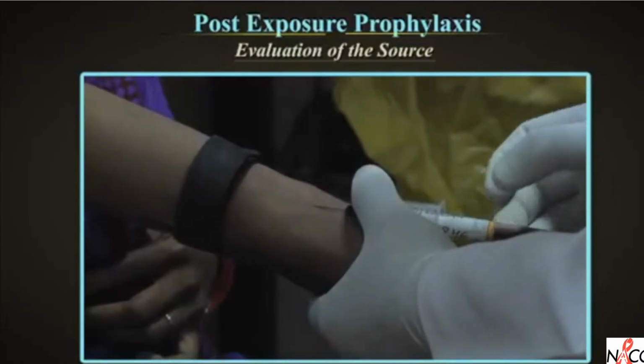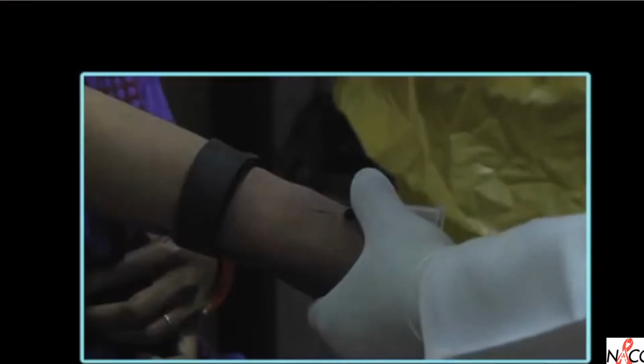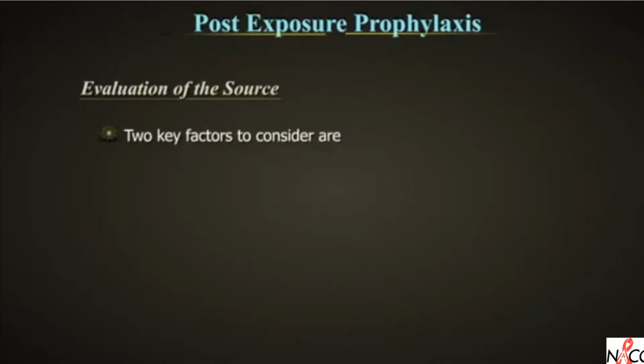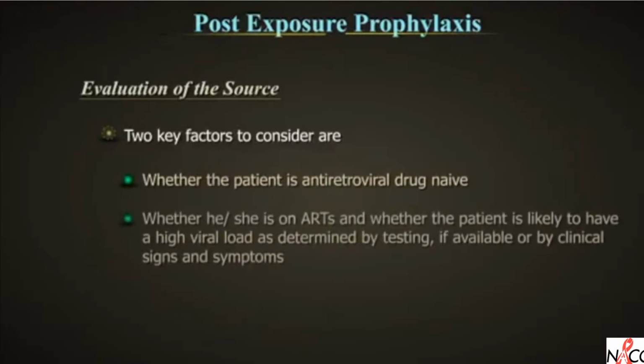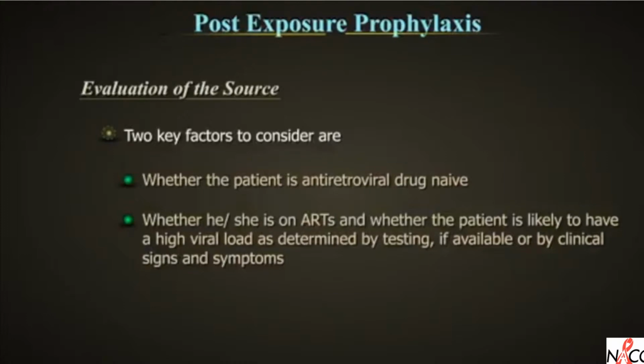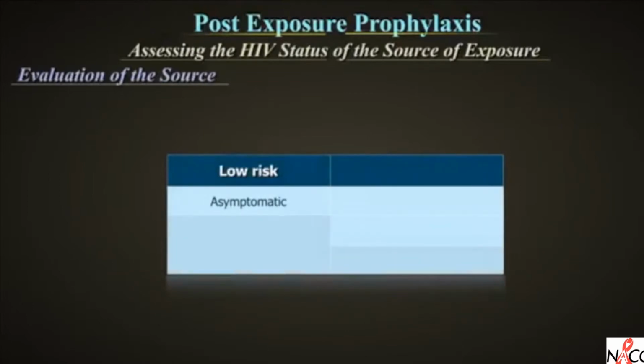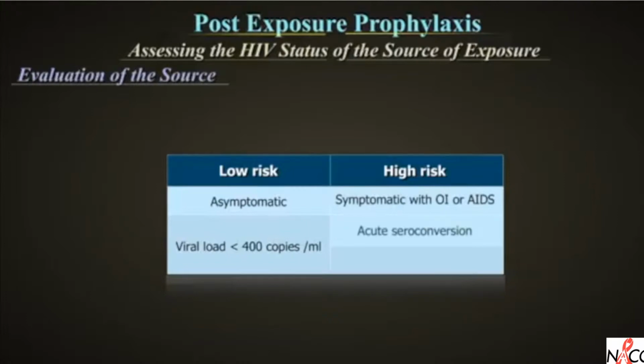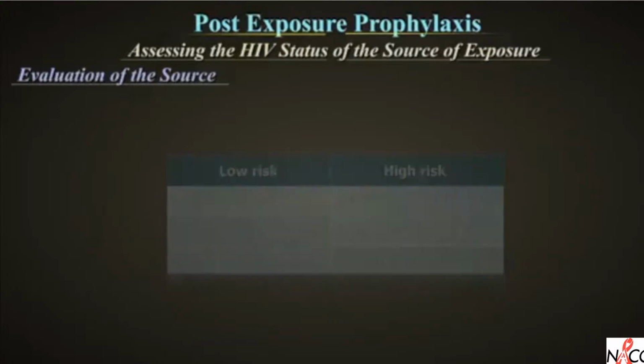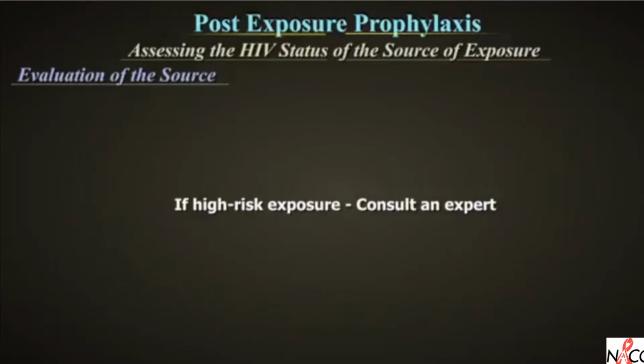If the patient is known to be HIV positive, evaluation of risk is in order. Two key factors to consider are whether the patient is antiretroviral drug naive or on ARTs, and whether the patient is likely to have a high viral load as determined by testing, if available, or by clinical signs and symptoms. Low risk: asymptomatic or viral load is less than 400 copies per ml. High risk: symptomatic with OI or AIDS, acute seroconversion, high viral load. In the case of a high-risk exposure from a source patient on ARTs, consult an expert to choose an appropriate PEP regimen if drug resistance is high.